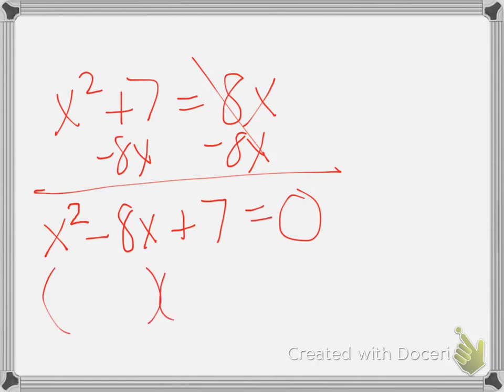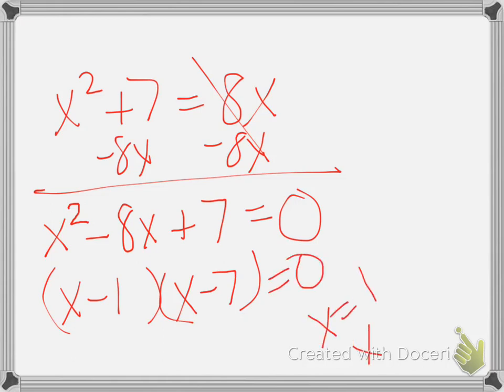Then factor it. What multiplies to 7 and adds to negative 8? Negative 1 and negative 7. And then because it's an equation, you got to solve it. So x equals 1, x equals 7. Okay.